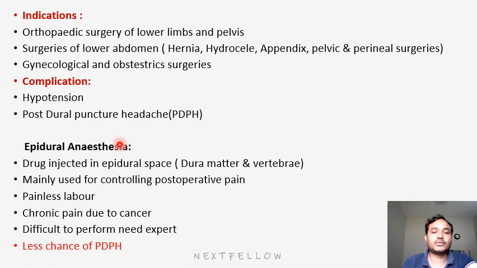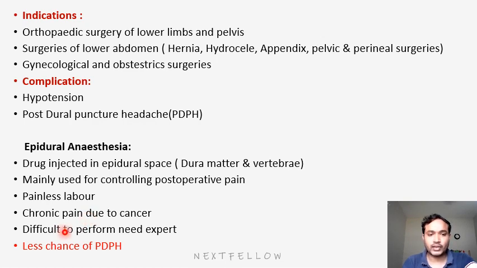So next is epidural anesthesia. Epidural anesthesia means the drug will be injected in the epidural space. In spinal anesthesia, it is injected in the subarachnoid space. The epidural space is between the dura mater and the vertebrae, at the ligamentum flavum. It is mainly used for controlling post-operative pain. Pain management is where we use epidural anesthesia. So that is painless labor conditions. Next, chronic pain due to cancer.